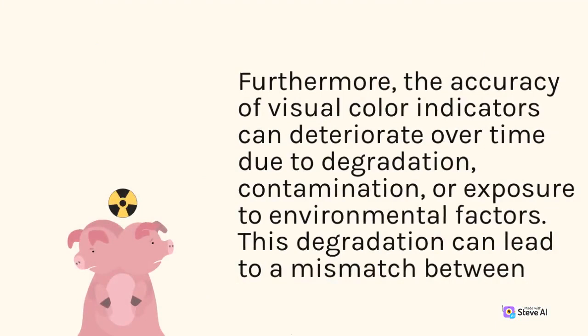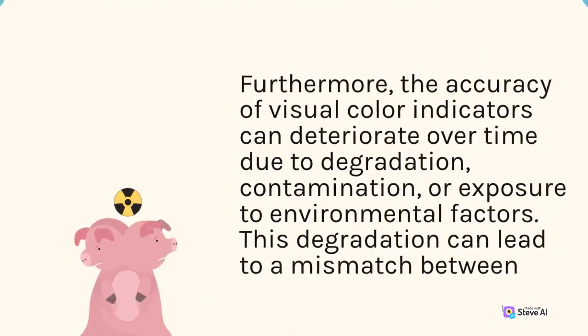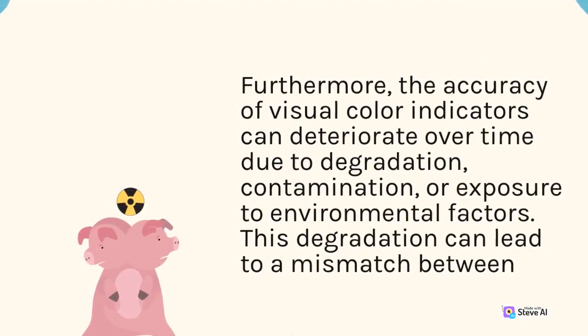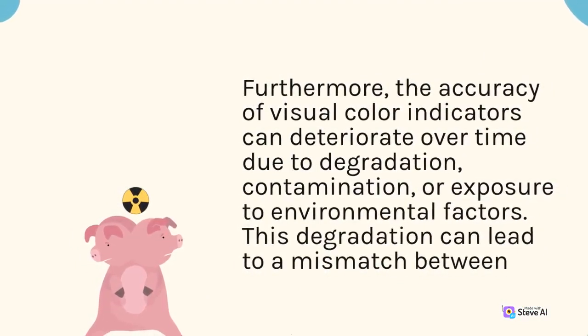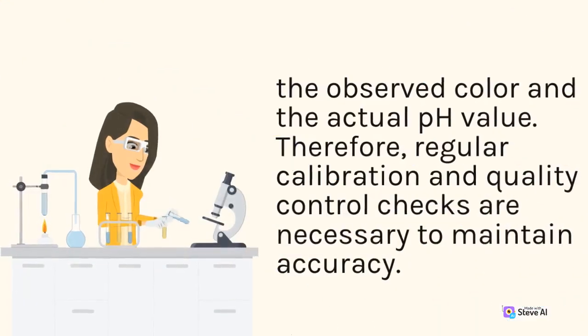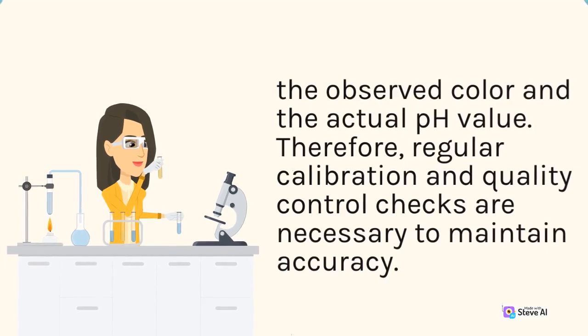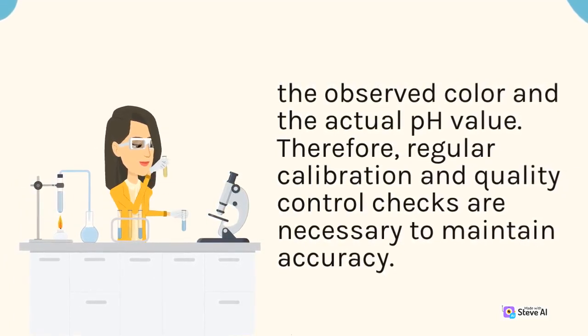Furthermore, the accuracy of visual color indicators can deteriorate over time due to degradation, contamination, or exposure to environmental factors. This degradation can lead to a mismatch between the observed color and the actual pH value. Therefore, regular calibration and quality control checks are necessary to maintain accuracy.